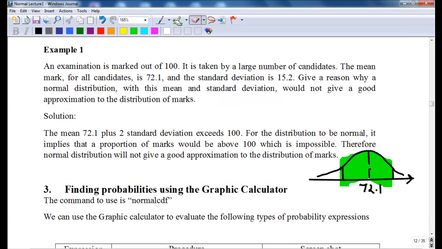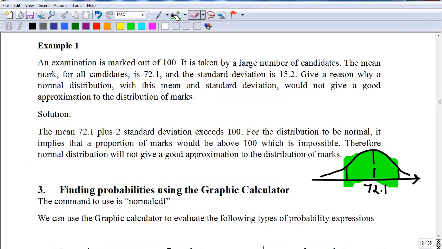Now let's take a look at example 1. Example 1 says that this examination is marked out of 100 marks. Obviously the minimum of this examination will be 0, the maximum will be 100. It's taken by a large number of candidates, and you're also told that the mean of the score is 72.1, standard deviation is 15.2.